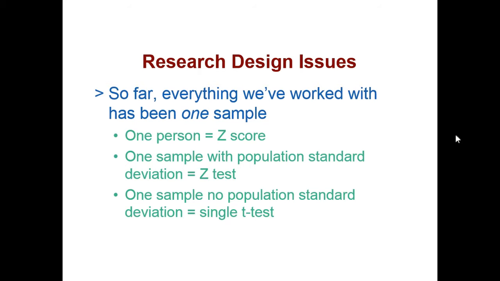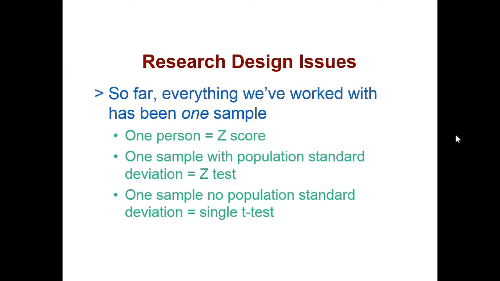It's called a z-test. So more than one person. Now I have a sample mean minus the mean over standard error. Okay. So we know the population standard deviation.